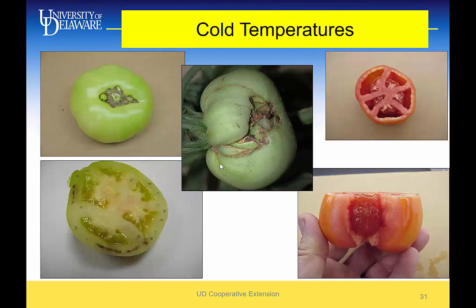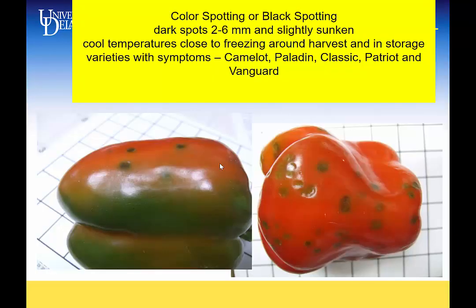All right, here's some of our cold temperature disorders. Anybody know what we call that? It's called cat facing. I don't know why. Cats don't look like that, but that's what they call it. So that's what happens when you get cold weather during pollination for tomatoes. We can also get some fruits that don't develop properly. Here's another cold weather related disorder, which is stip in peppers. These little spots, particularly on red peppers in the fall.